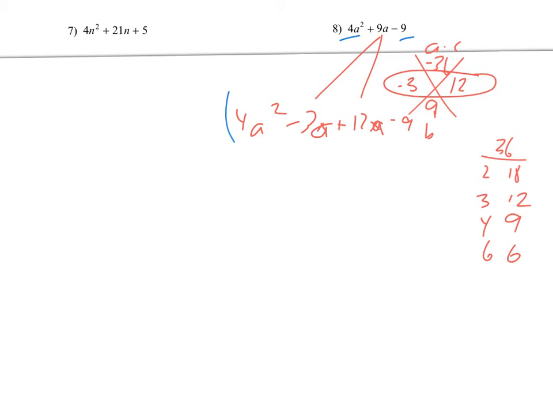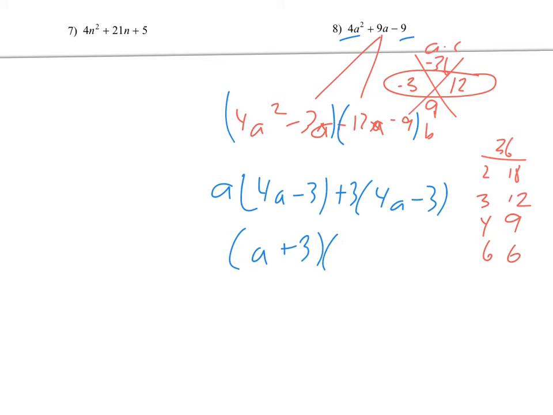So now I'll group up here. It looks like I can just take out an a. It'll give me 4a minus 3. And on this group, if I take out a 3, it'll leave me 4a minus 3 as well. So I get a plus 3 and 4a minus 3.